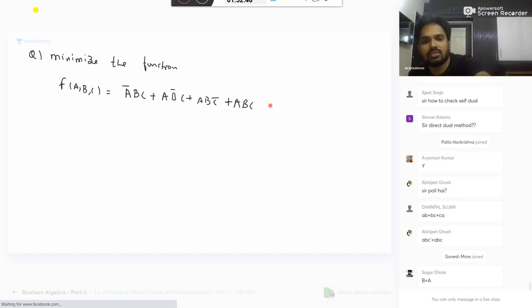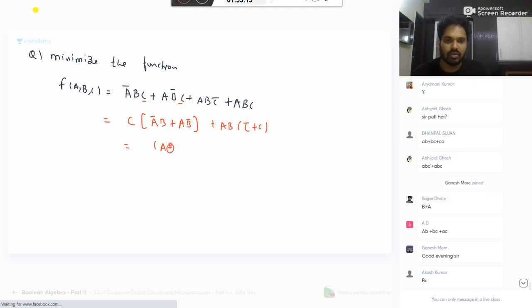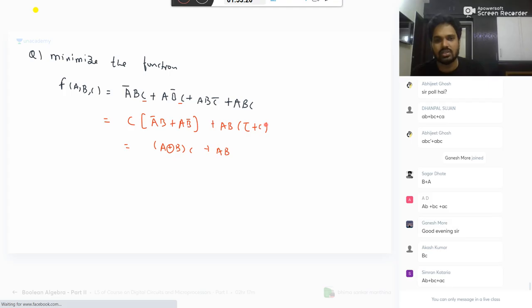So let me do the question. See here, my dear friends, if you take C common, you get A bar B plus A B bar. If you take AB common, C bar plus C. If you do like this, you cannot proceed further. Actually, it is called XOR. We will discuss that tomorrow, logic gates. So this is not minimized.